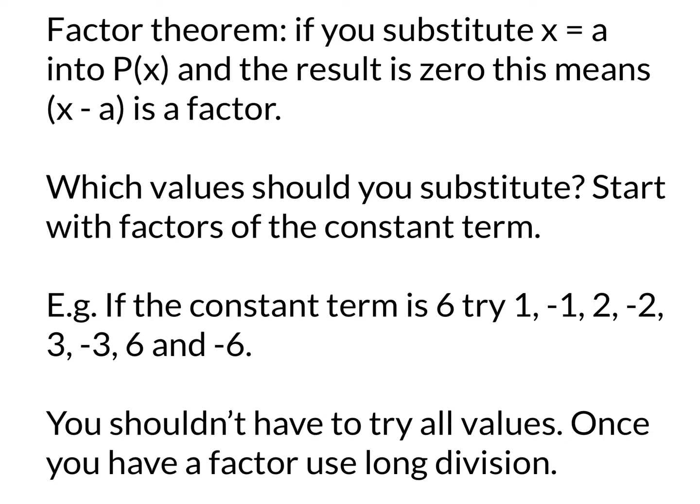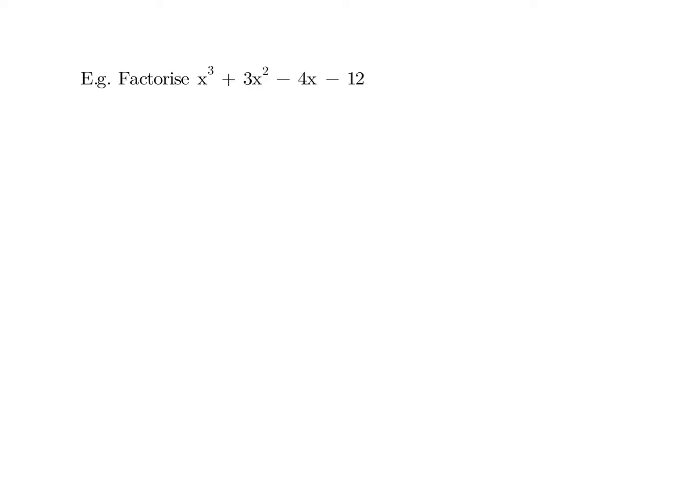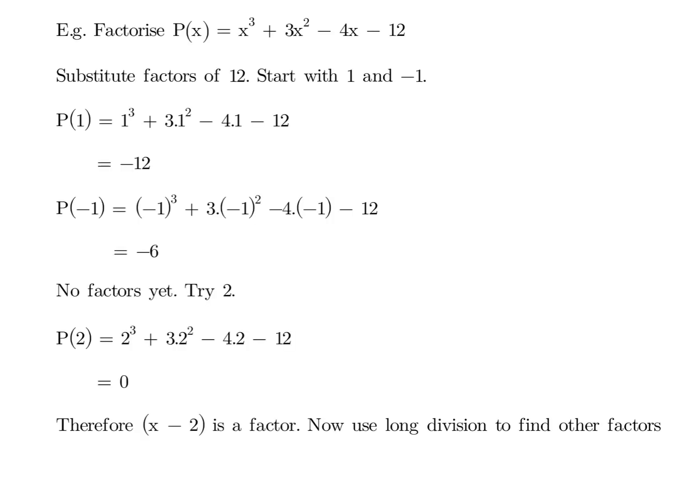You shouldn't have to try all the values. Once you have a factor, go straight ahead and use long division. So we're going to factorise x cubed plus 3x squared minus 4x minus 12. So, factors of 12, we're going to start with 1 and minus 1. Obviously we can do 2, 3, 4, 6, 12 and all the negatives of those. But let's just start with 1 and minus 1.